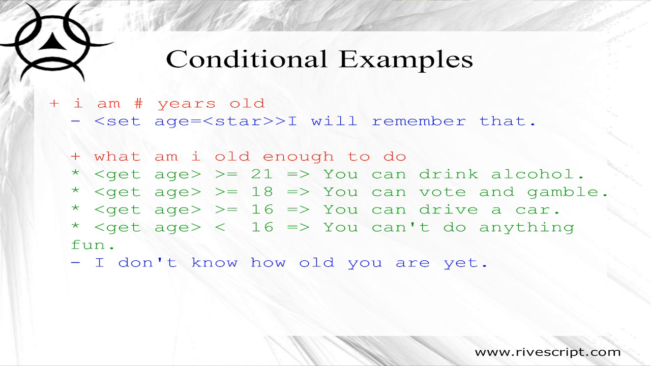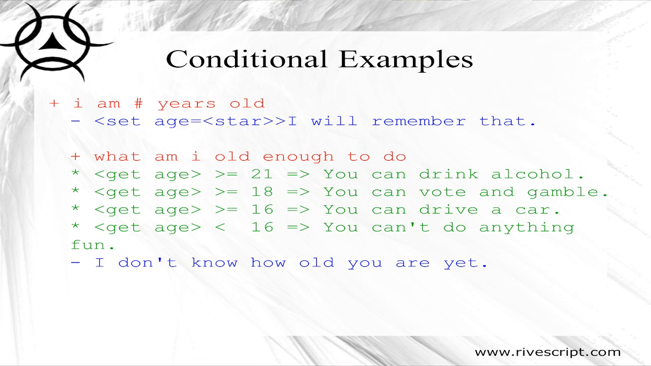So here you can see that if you're greater than or equal to 21, it says you can drink alcohol. If you're greater than or equal to 18, you can vote and gamble, and so on. If your age is less than 16, it says you can't do anything fun. If you haven't told the bot your age yet, your age is going to be undefined. None of these conditions are going to match, and it's going to tell you at the bottom, "I don't know how old you are yet."